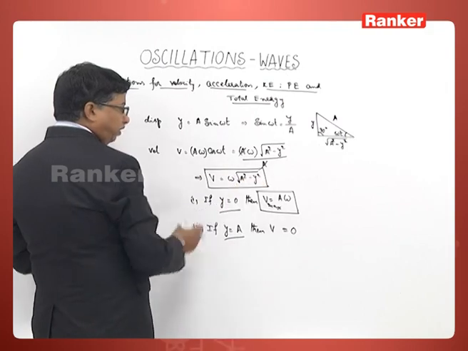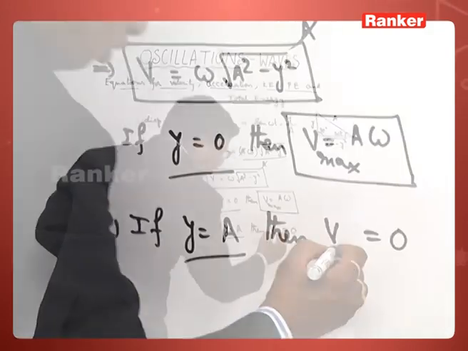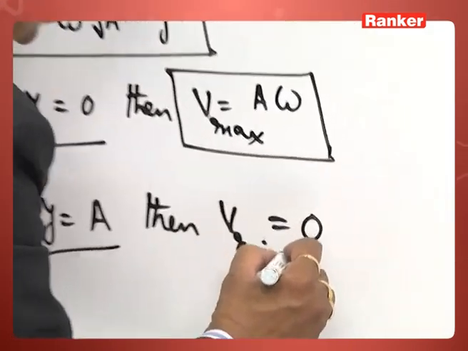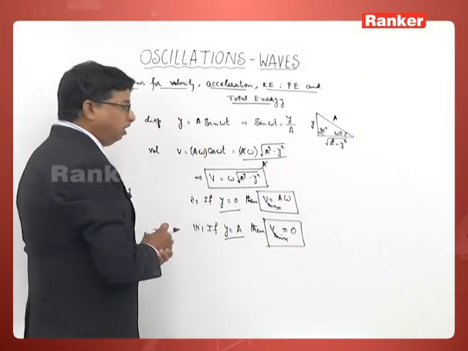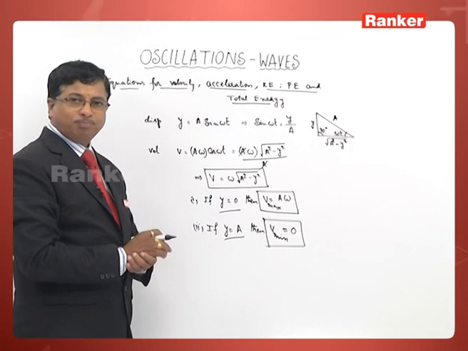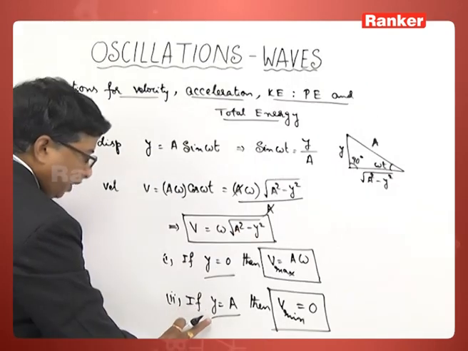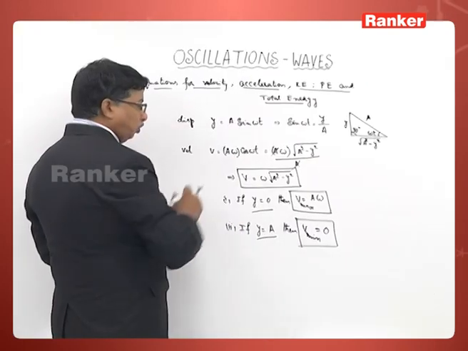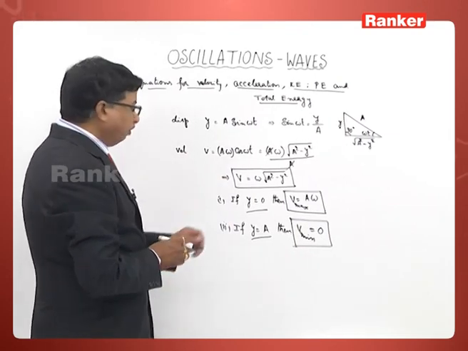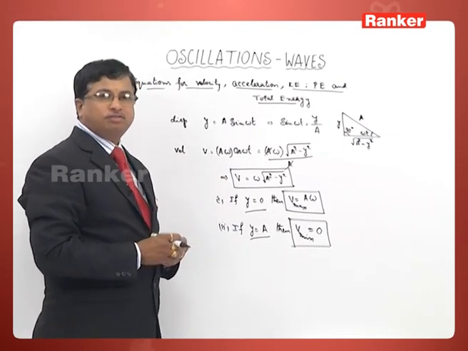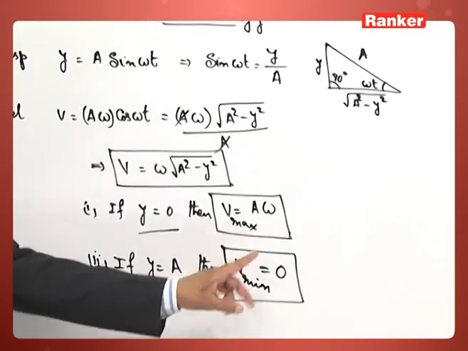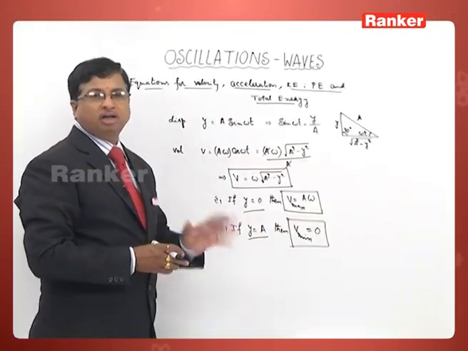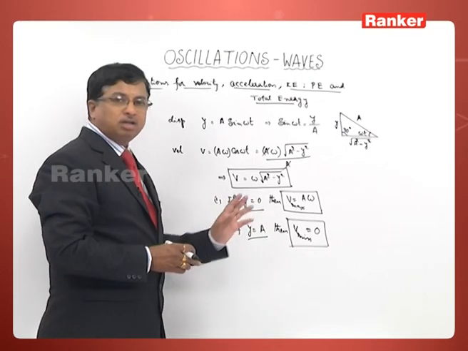The moment A and y are equal, V will be 0. And what is this velocity now to be called? It should be called the minimum velocity of the particle in SHM. So, when the displacement is equal to amplitude, that means at extreme position of the particle which is in SHM, naturally the velocity becomes 0 and it is to be called the minimum velocity of that particle in SHM.